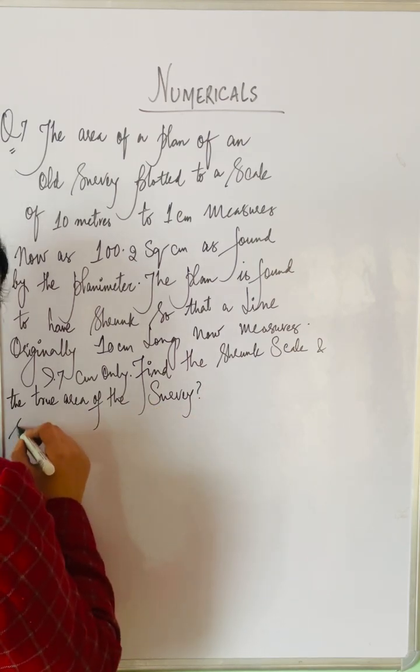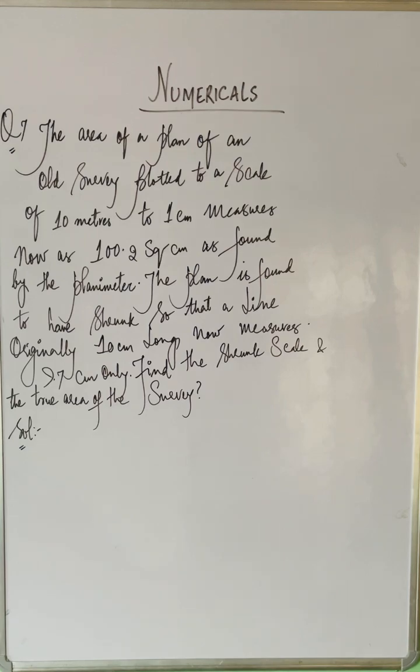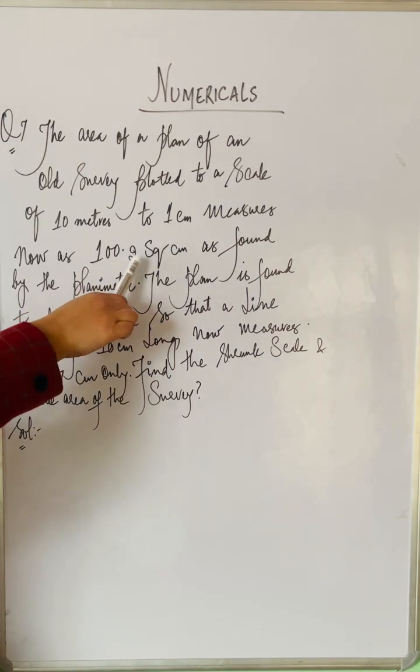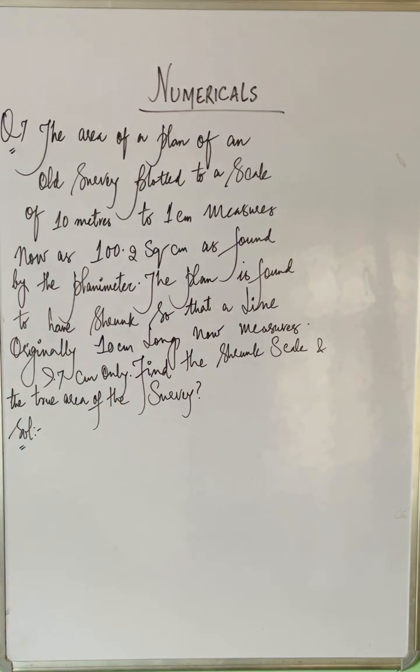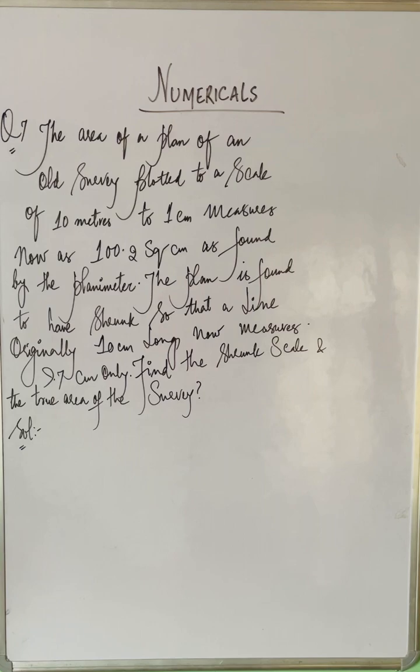Right? So let's solve the question. The question is the area of the plan of an old survey plotted to a scale of 10 meters to 1 centimeter measures now as 100.2 square centimeters as found by the planimeter. The plan is found to have shrunk so that a line originally 10 centimeters long now measures 9.7 centimeters only. Find the shrunk scale and the true area of the survey.